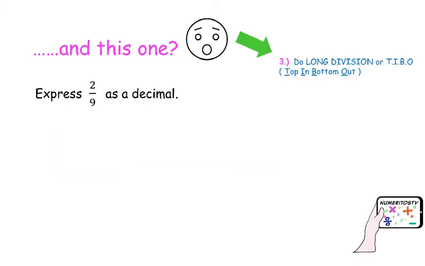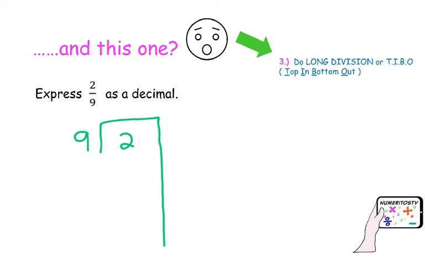In this case, we don't have any other option but to do our long division. So remember, you are not allowed to use a calculator. If you are allowed to use a calculator, you just type 2 divided by 9 and you will get the answer. But in this case, I'm just showing you how to do it if you don't have a calculator.